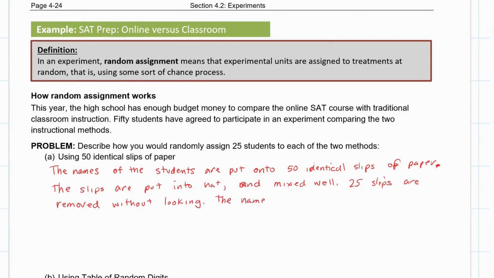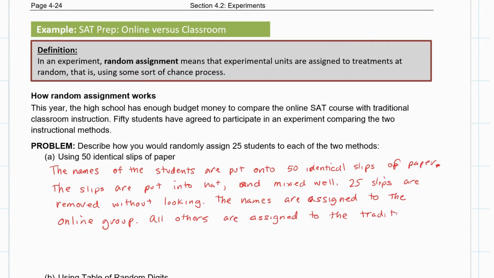Those names are assigned to, we'll put them in the online group. What about the others? All others are assigned to the traditional classroom, the traditional course. Okay? Important that we didn't let people choose themselves because that could introduce a confounding as well.